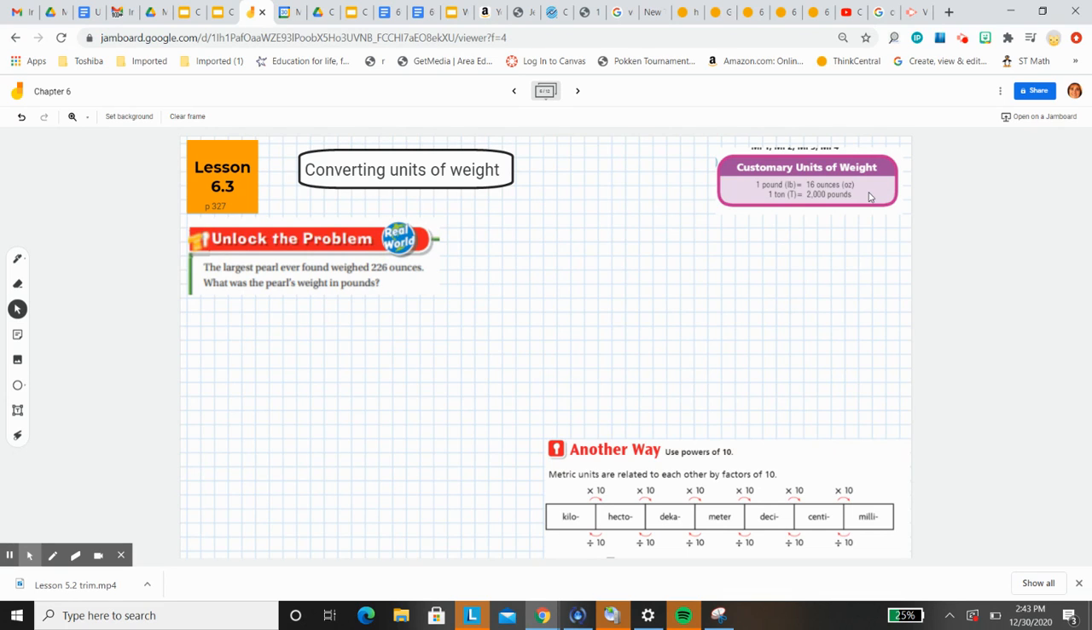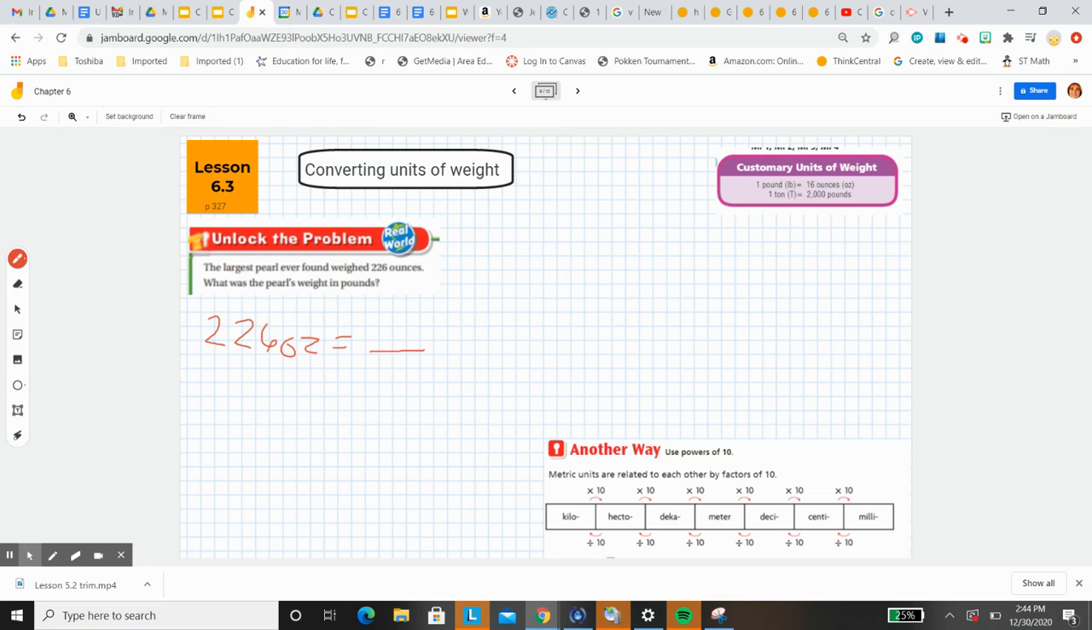All right, so let's talk about doing some converting. I'm just going to get right into it today. We're going to take that conversion factor and go from there. All right, here on the Unlock the Problem on the page says this: the largest pearl ever found weighed 226 ounces. I'm going to stop right there, because I'm going to write down 226 ounces, and ounces is usually OZ, I know that's weird, but that's what it is, equal to something. What is the pearl's weight in pounds?